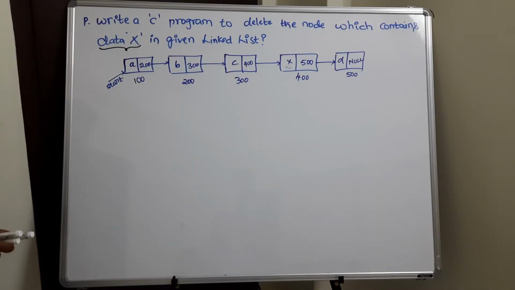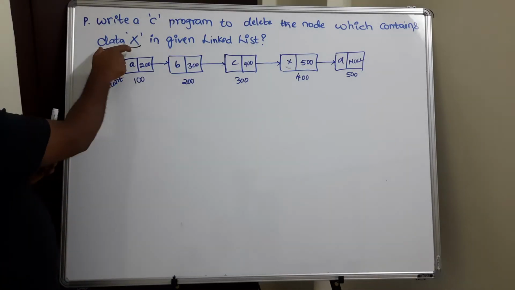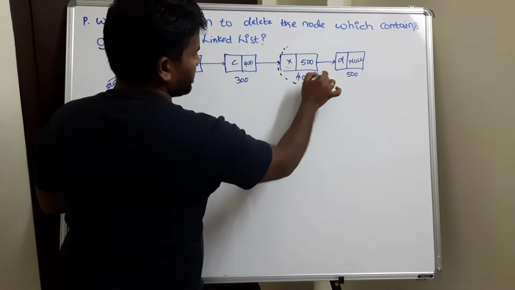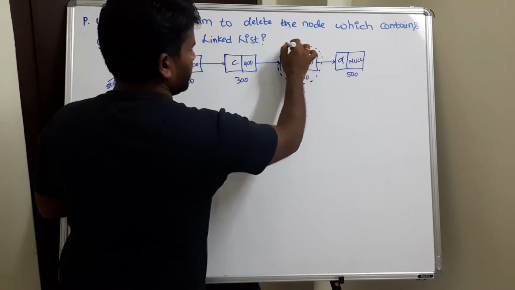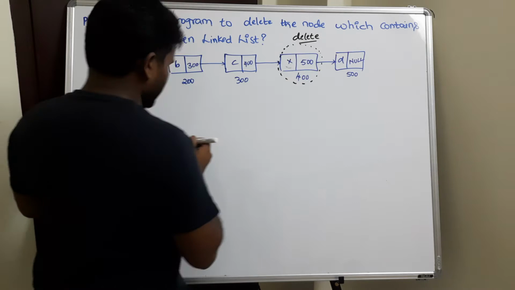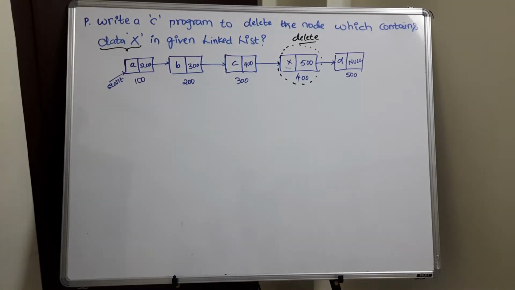So here we need to delete the node which contains x. In this example, we need to delete this particular node. So how can we delete that node?